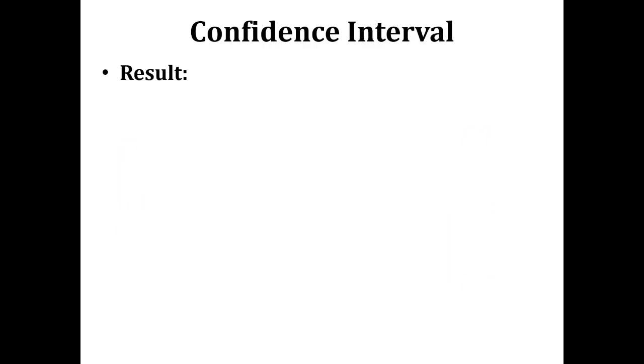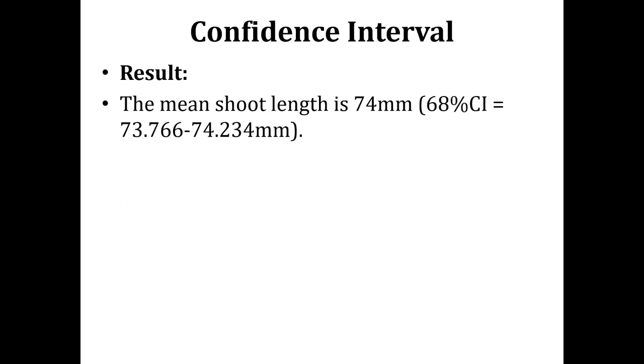Now we are going to see how we can state the results of confidence interval, right? So we can state the results as the mean shoot length is 74 millimeters, and then in the bracket we are going to write the confidence interval, which is 68% confidence interval. We need to mention what level of confidence we are talking about, right? So 68% confidence interval is equal to 73.766 to 74.234 millimeters, right?